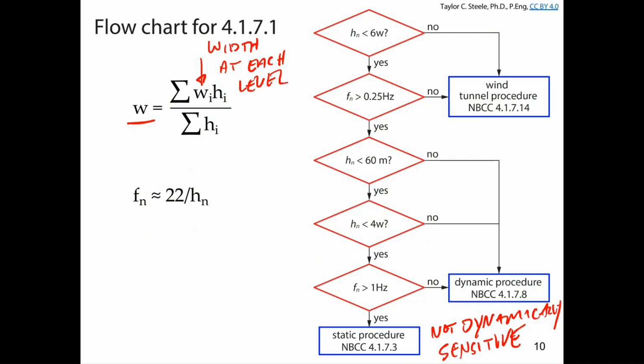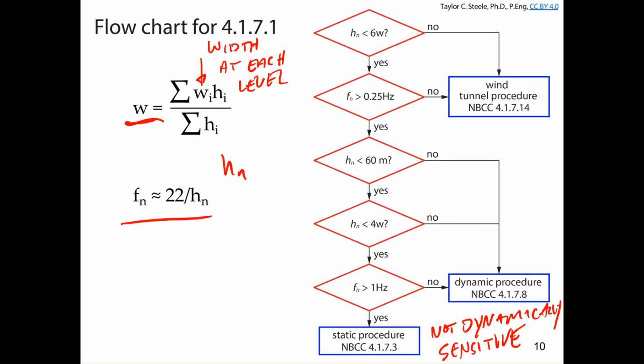It's very difficult to figure out what the fundamental frequency of a structure is, but there's a very simple equation here that you can use for a height in meters. The fundamental frequency tends to be about 22 divided by the height in meters, and that's an estimate. There's going to be a lot of variation around that, but that's something that you can use to estimate whether or not your building is going to be very dynamically sensitive, or not dynamically sensitive. Okay, so we need this, and we need the overall height of our structure. And with those 3 properties, we can go through this flow chart and determine what it is we need to do.